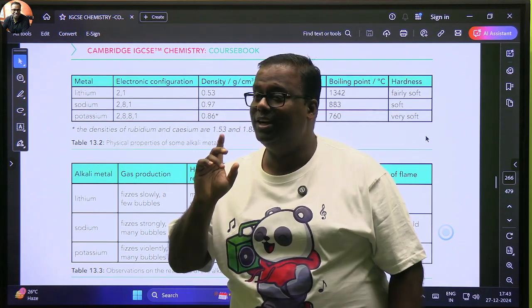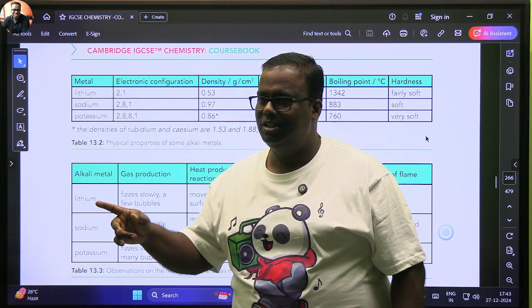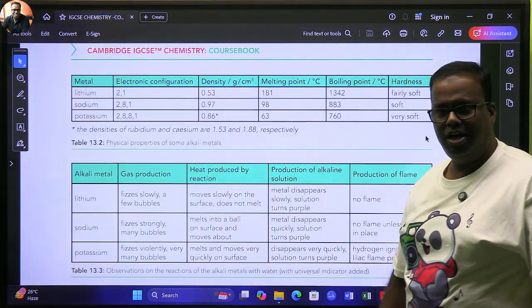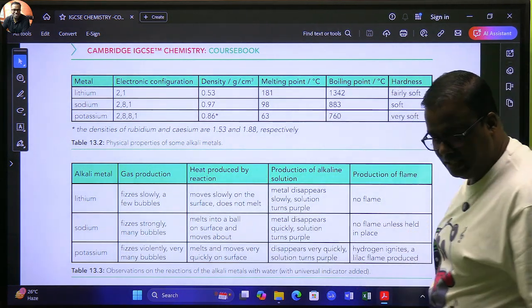So glass is hard. Hard means nothing should be able to go inside. Wood is soft. That's why you're able to put nails inside wood. Wood is not hard. Okay? Did you understand the definition of hard? Right. Now let's see the reaction of these alkali metals.